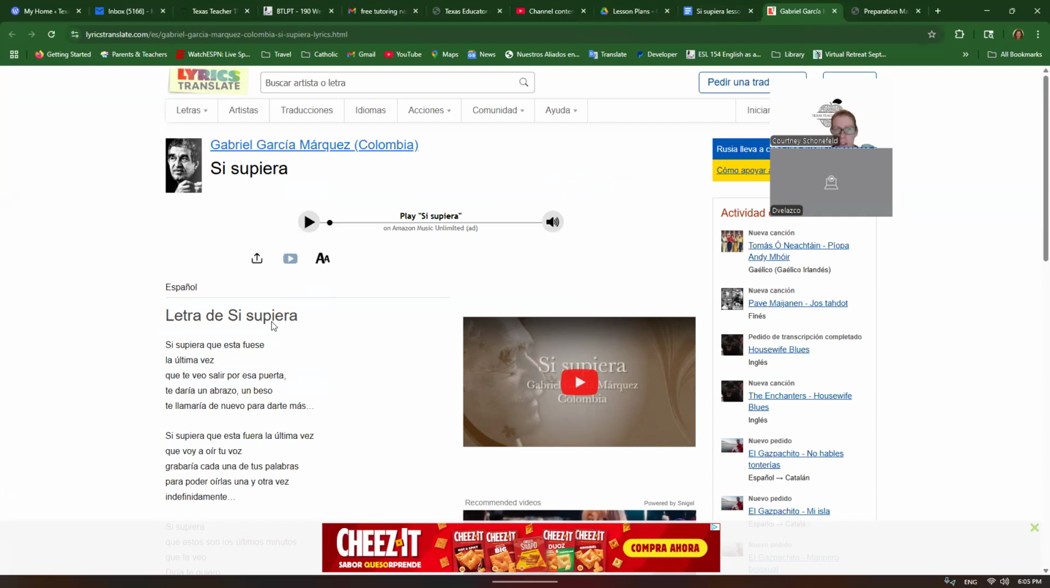He's most known for writing Cien Años de Soledad, but he wrote lots of other things. So I'll read this poem and then we'll look at the lesson plan.